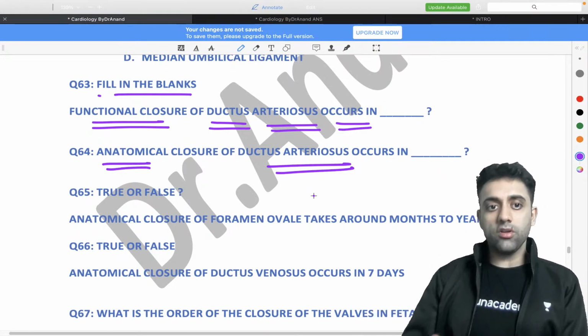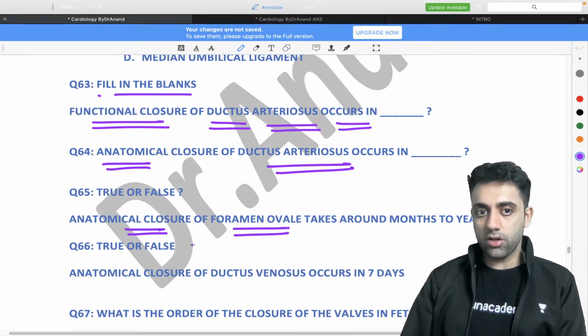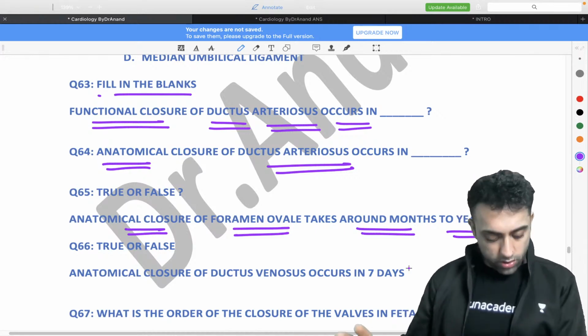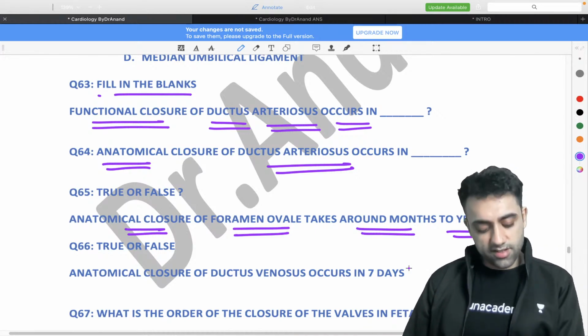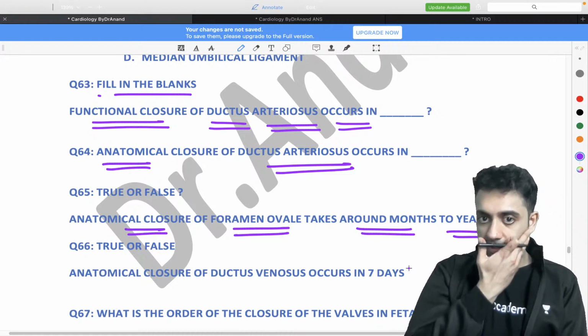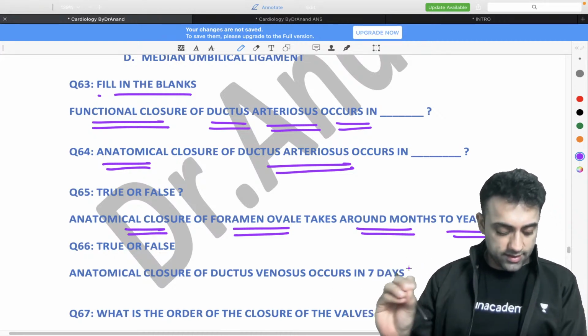Okay, true or false. The anatomical closure of the foramen ovale takes around months to years. Yes or no? True or false? Question 65, what will you write? The anatomical closure of the foramen ovale takes around months to year. Is this line true or is this line false?